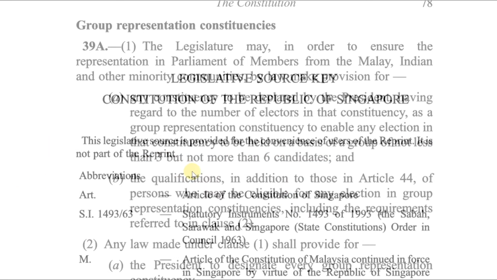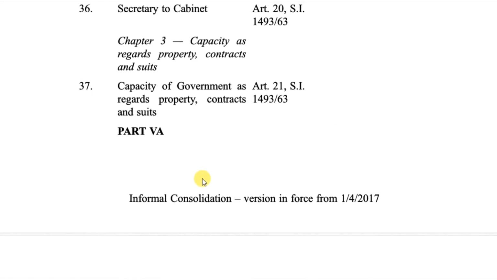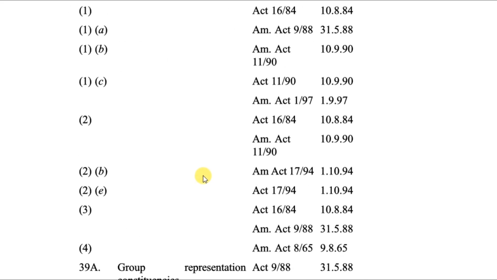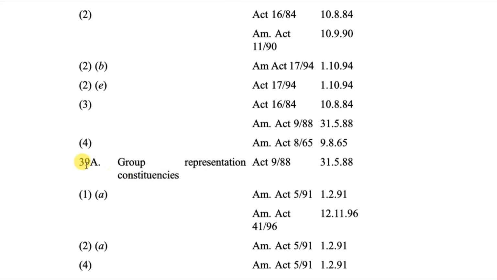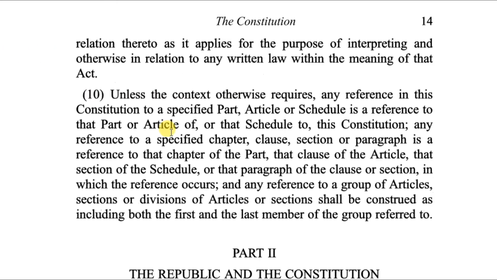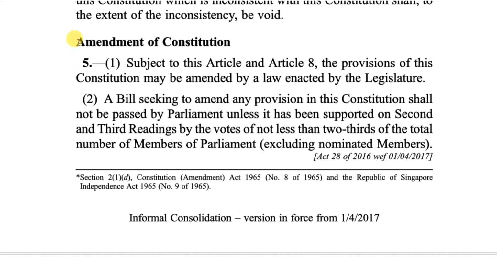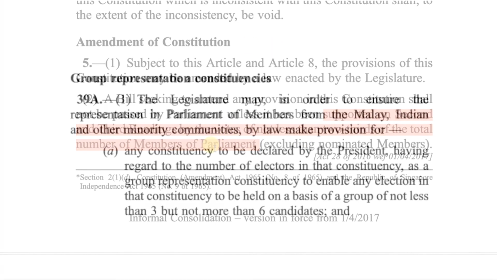Now, it's worth mentioning that Article 39A wasn't in the original Singapore Constitution. It was actually added by a constitutional amendment in 1988, 23 years after Singapore's independence. And in Singapore, most constitutional amendments can be made if 2/3 of the members of Parliament support the amendment. That's Article 5, subsection 2 of the Constitution. So back to the GRC scheme.